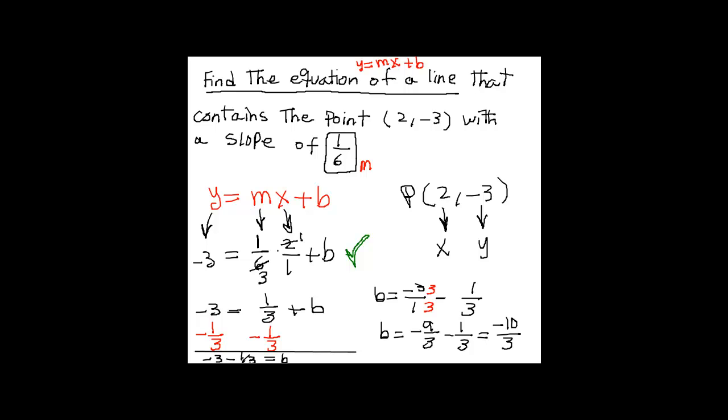Okay. Can I see a check mark next to your name if you can find the y-intercept b using this formula when one point and the slope is given to you?